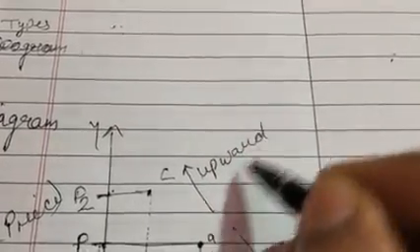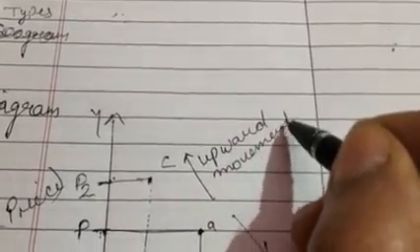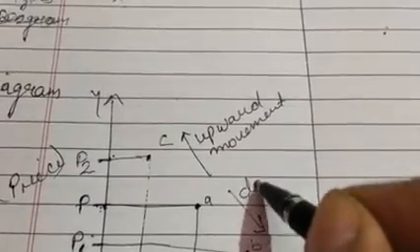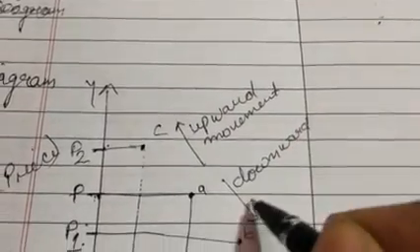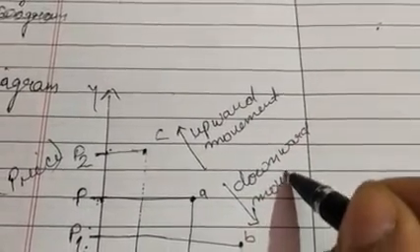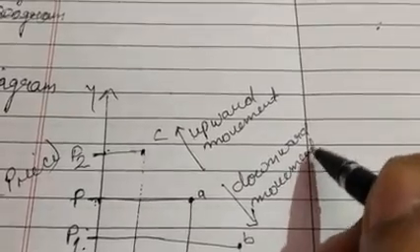Okay. And this is your upward movement. And this is your downward movement. Is it clear? Now we'll join the demand curve.